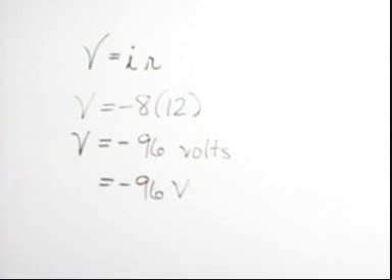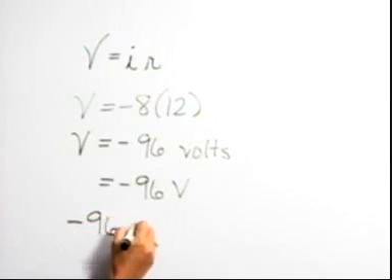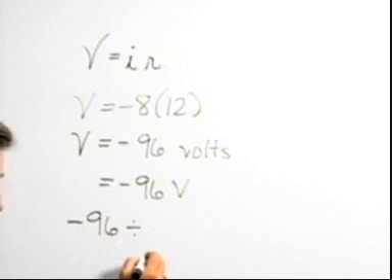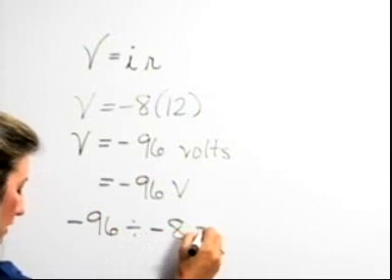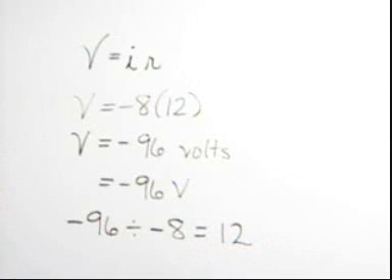Now we'll check this by reversing the process. We'll divide the voltage, negative 96, by the current, which is negative 8, and that should equal the resistance, which is 12, and it does. So that tells us that our answer of negative 96 volts is correct.